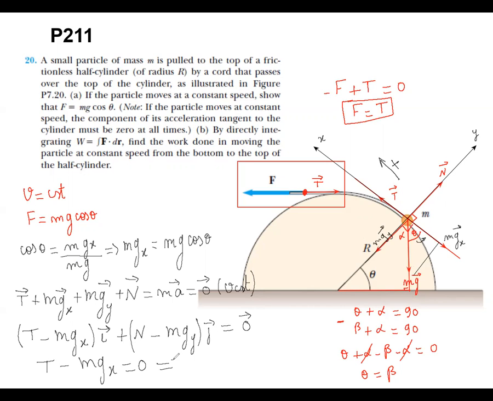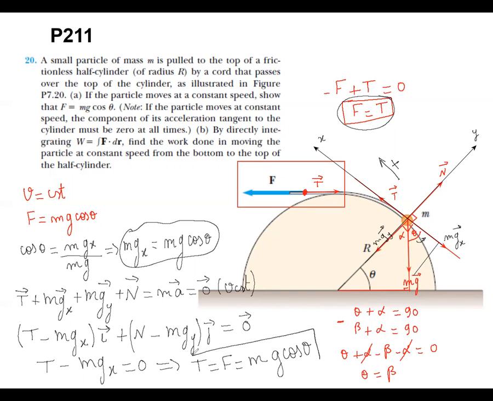T equals F. I will say why here. T equals F equals mgx, and mgx equals mg cosine theta. So T equals F equals mg cosine theta. This is the answer. We have to find this relation.